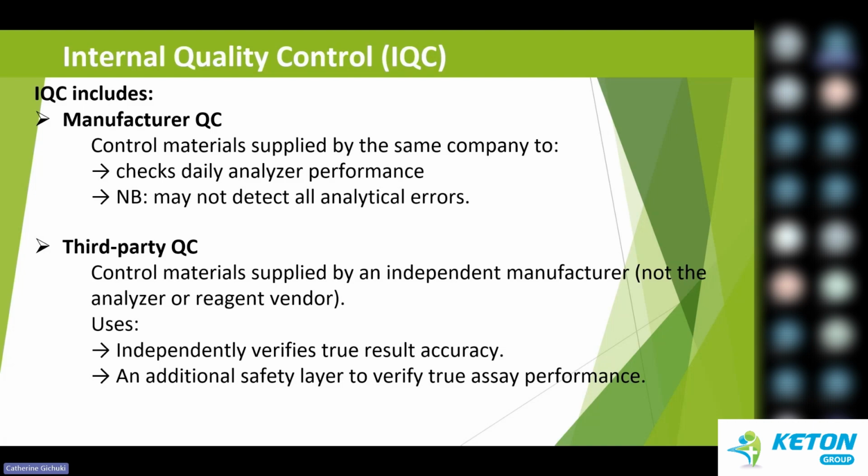Third-party controls are the controls that are supplied by another vendor other than the manufacturer, independent from the manufacturer. Usually they're used to independently verify the trueness and accuracy of the result, and additionally offer a safety layer. We'll be seeing the layering of QC. So they offer safety layers to verify our performance.